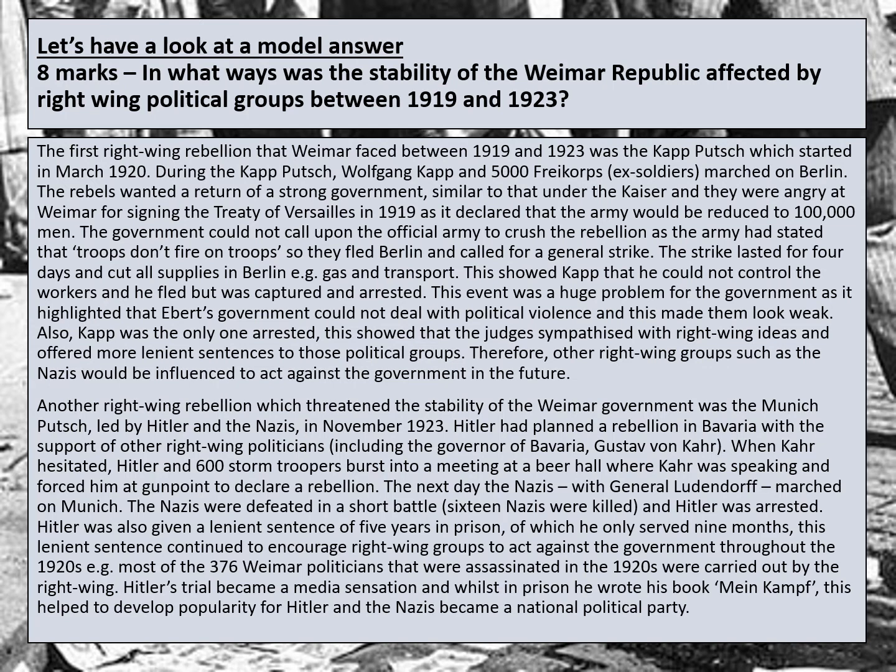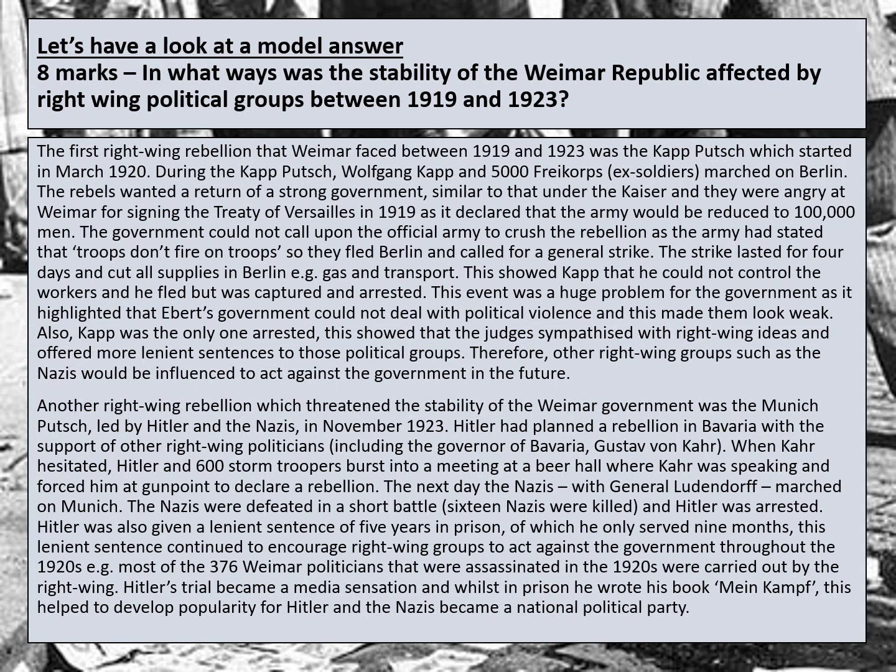So the first right-wing rebellion that the Weimar faced between 1919 and 1923 was the Kapp Putsch, which started in March 1920. During the Kapp Putsch, Wolfgang Kapp and 5,000 Freikorps, which were ex-soldiers, marched on Berlin. The rebels wanted a return of a strong government, similar to that under the Kaiser, and they were angry at Weimar for signing the Treaty of Versailles in 1919, as it declared that the army would reduce to 100,000 men. The government could not call upon the official army to crush the rebellion, as the army had stated that troops don't fire on troops, so they fled Berlin and called for a general strike.